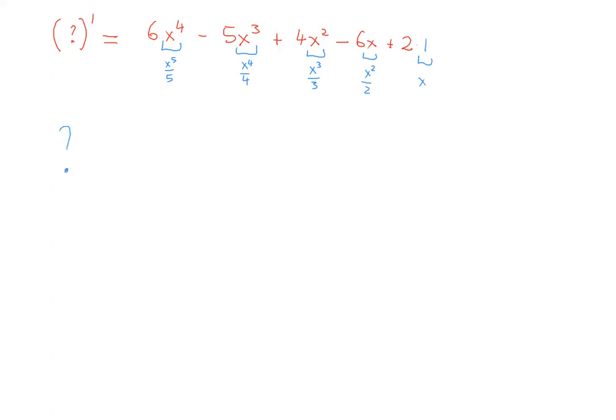So here's our answer. It would be 6 over 5 times x to the 5th minus 5 over 4 times x to the 4th plus 4/3 x cubed minus 3x squared, I'm sorry, 6 over 2 is 3, so minus 3x squared, plus 2x. And that's it. Okay, that's an antiderivative. Again, please pause the video and try to do this several times. So this is the second standard task that we gave.